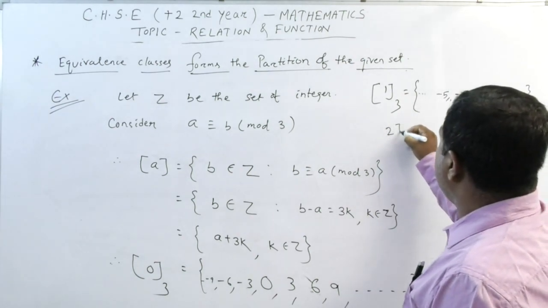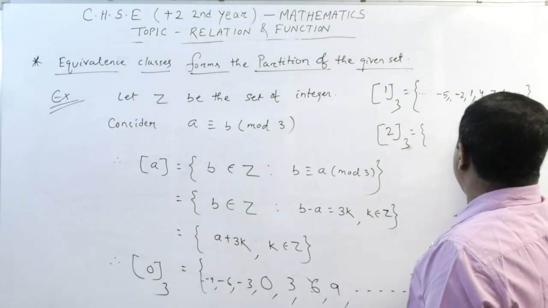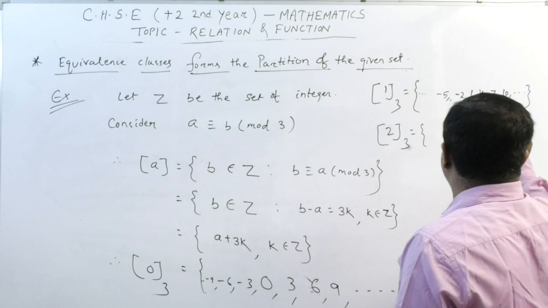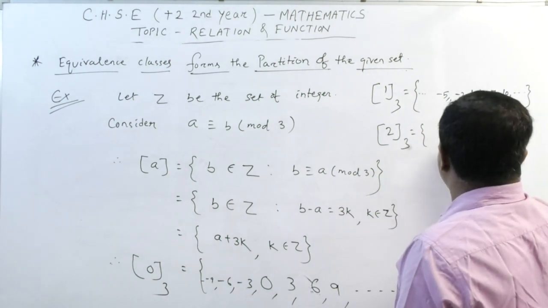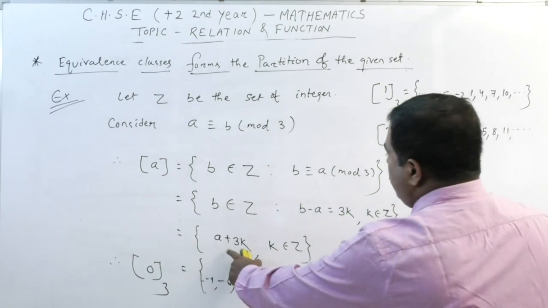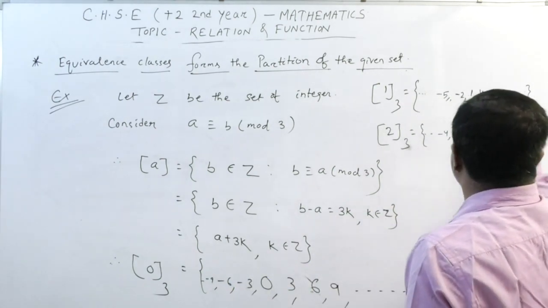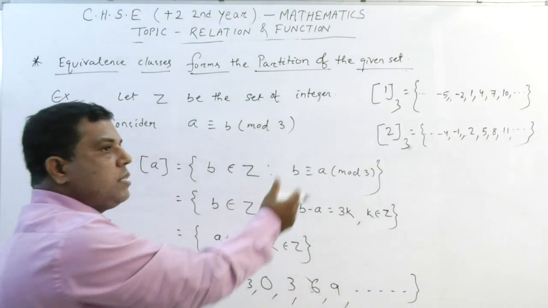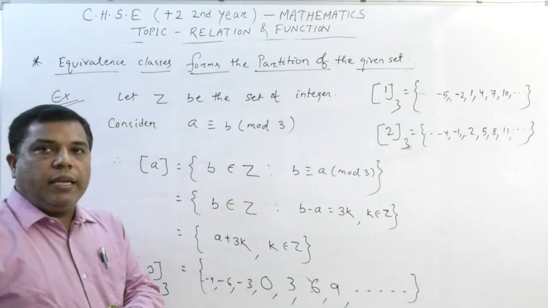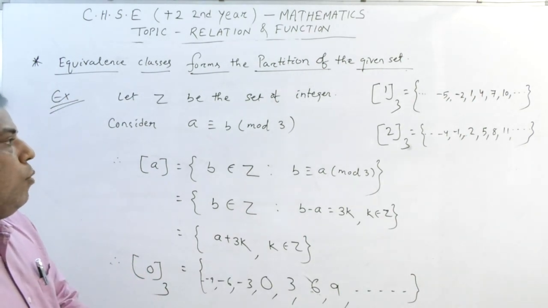And similarly for the congruence class of 2 modulo 3, what do we get? 2, 5, 8, 11 and so on, and with 2, if I put negative k, I get minus 1, minus 4 and so on. So you see, these are the 3 congruence classes, or 3 equivalence classes, obtained by the modular relation.